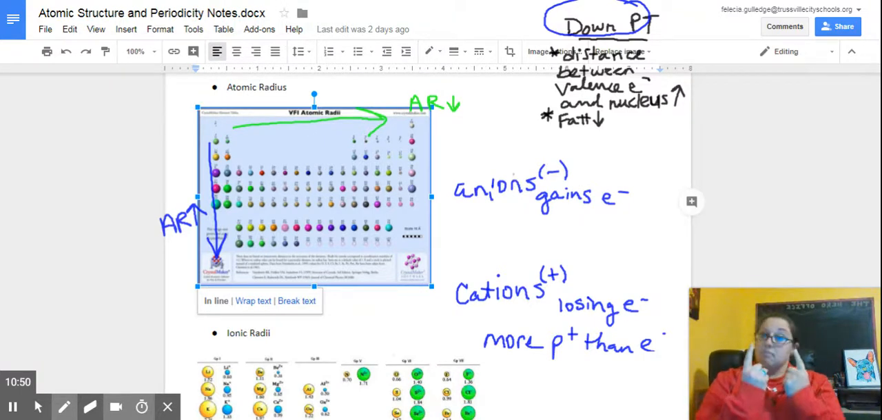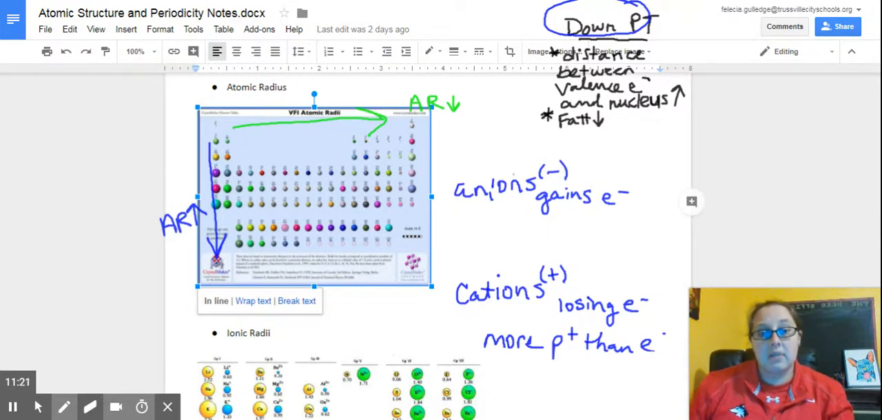Now, what's the deal there? If it was neutral, same amount of protons as electrons, right? But now it's no longer neutral. I have more electrons. Is that nucleus as effective at holding all these guys together? No. So therefore, your force of attraction goes down. And if your force of attraction goes down, what does that say about its size? It gets bigger. So anions are larger than the neutral atom.